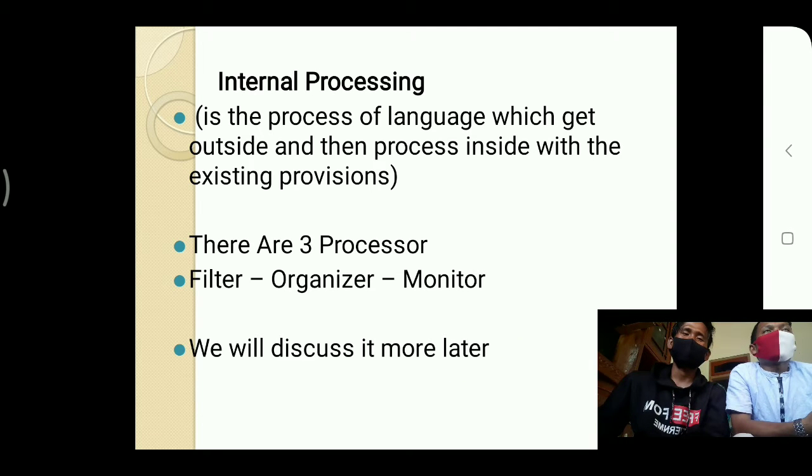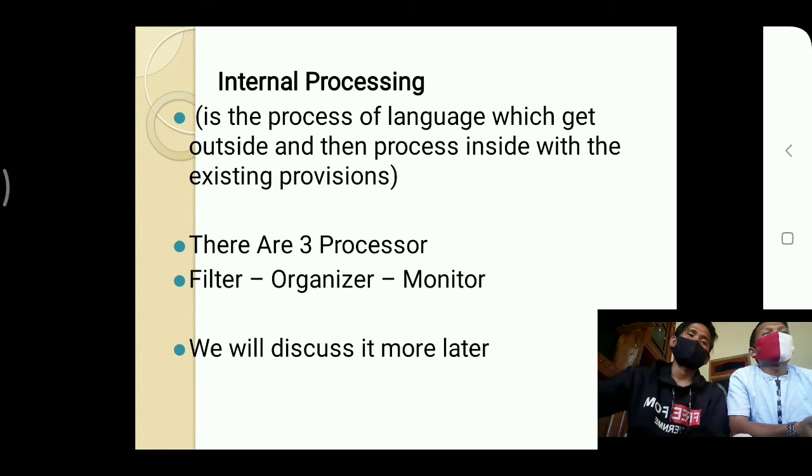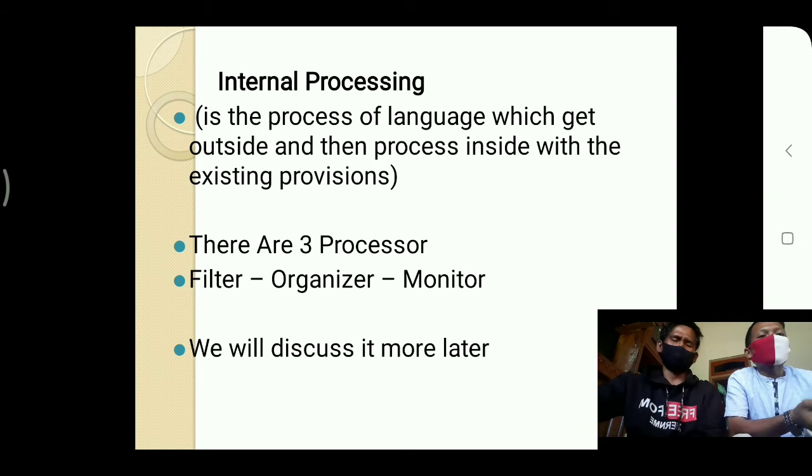Internal processing is the process of language which comes from outside and is then processed inside with the existing provisions. There are three processors in this internal processing. The first is filter, the second is organizer, and the third is monitor. And we will discuss it more later.